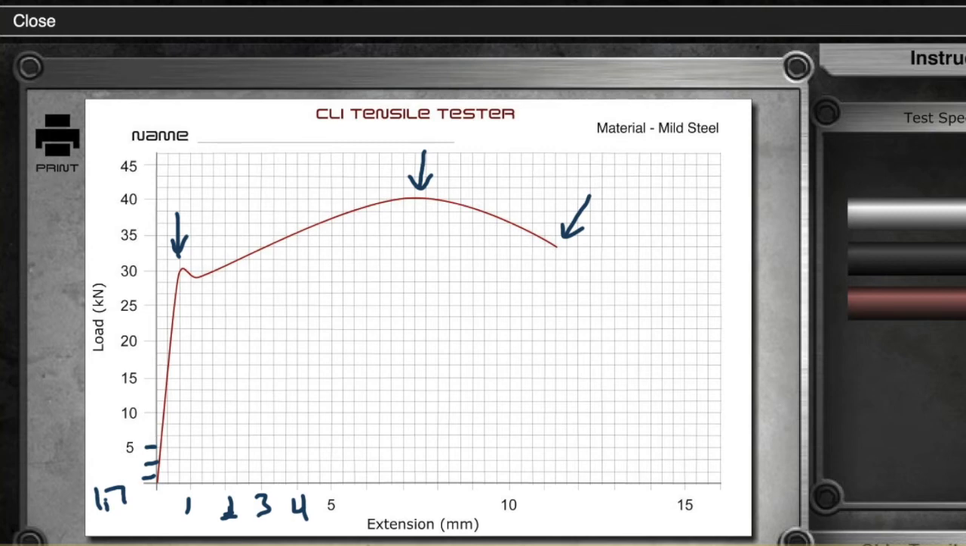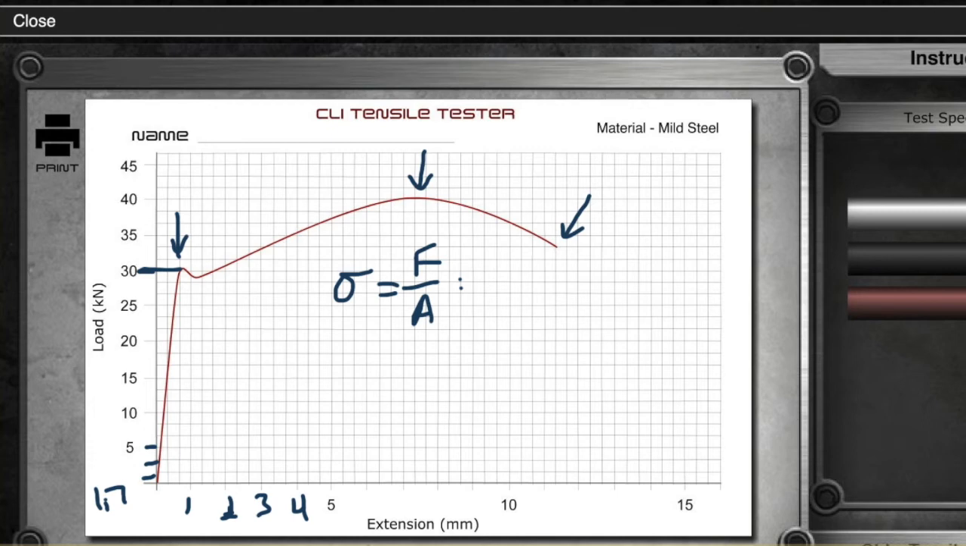Problem 1. Problem 1, we're trying to figure out the stress at the proportional limit, and we're trying to figure out the strain at the proportional limit. Okay, so the stress at the proportional limit is equal to the force over the cross-sectional area. The force here, we're going to call it 30 to make it easy. It's going to be 30 kilonewtons, right? So we need to convert that to pounds.